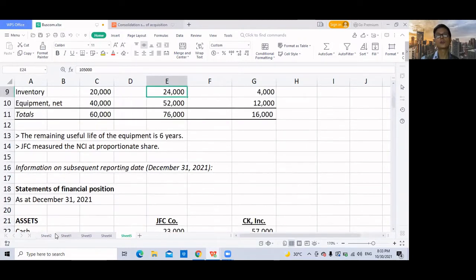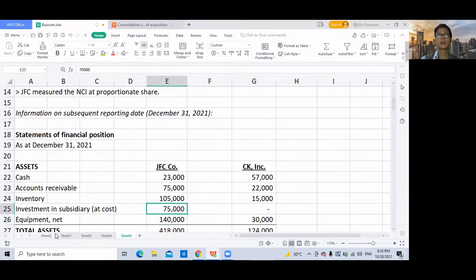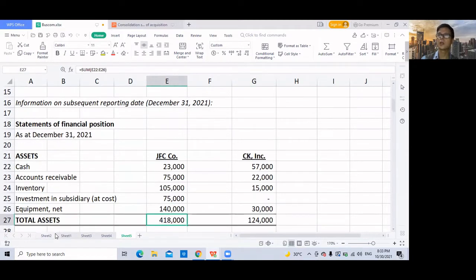Yung halaga, ito yung pagkakabili niya. And then yung kay CK wala, zero, no? Okay. And then equipment net, this 140,000 for JFC and for CK that's 30,000, for total assets for JFC of 418,000 and for CK that's 124,000.